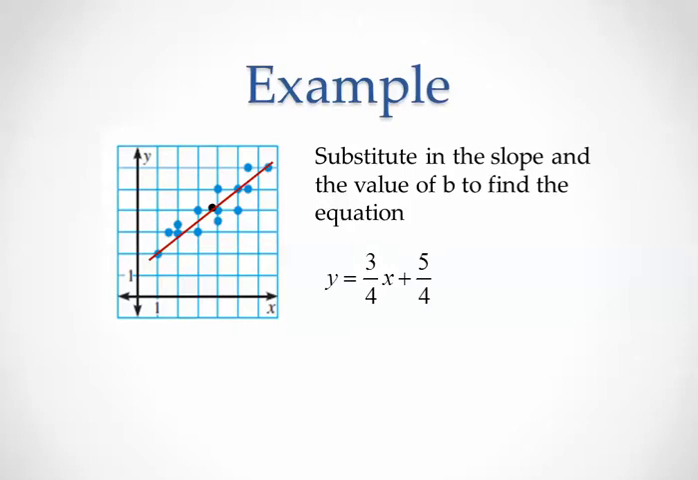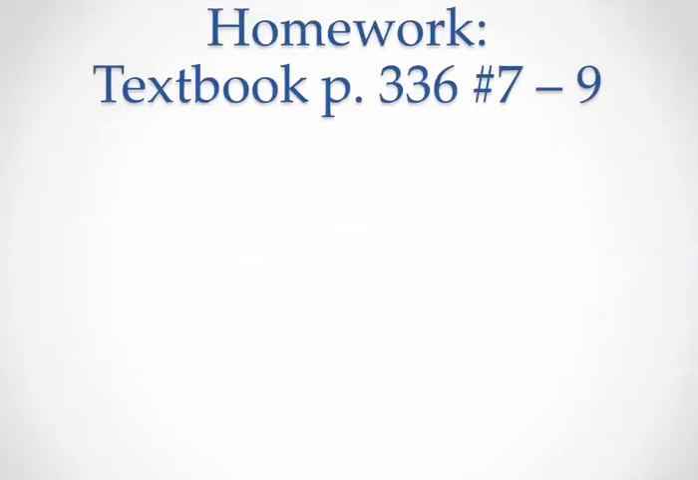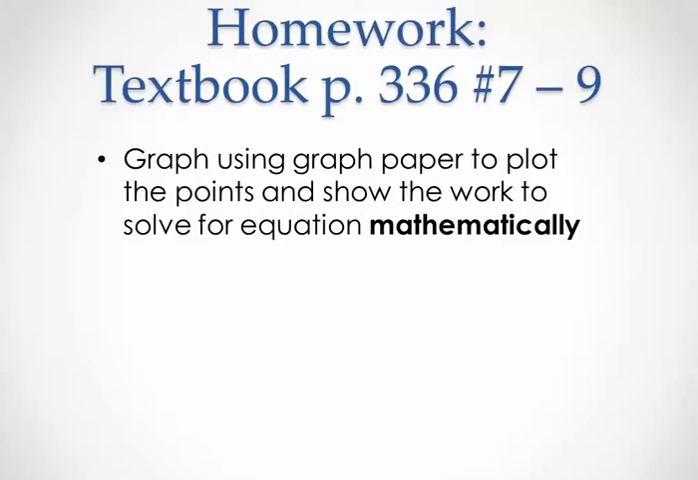So for your homework tonight, you will be doing the textbook, page 336, and you'll be doing numbers 7 through 9. It is expected that you will use graph paper. So you're going to write your own x and y axis, you're going to label them, you're going to plot those points, and then you're going to show the work mathematically for your slope and your y-intercept to come up with an equation. Now, each of you might draw your lines slightly differently, and so we may not all come up with the exact same equation, but they should be fairly close.